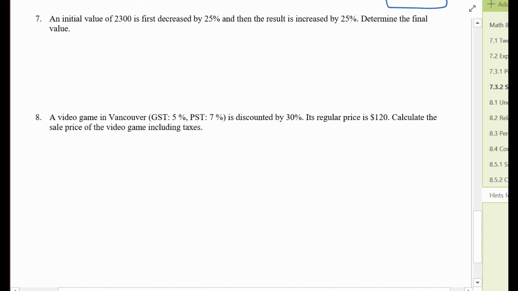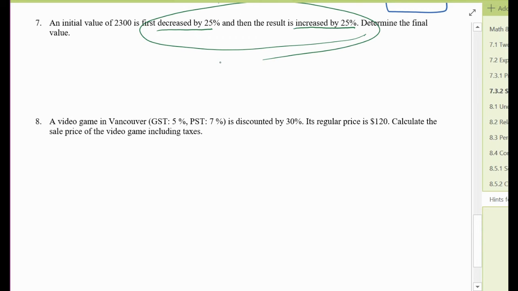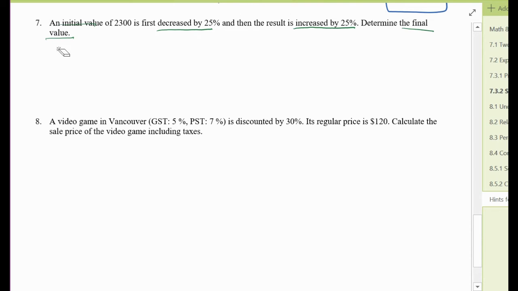Okay, number 7. The initial value of 2,300 is first decreased by 25%, and then the result is increased by 25%. Okay, it's decreased by 25% and increased by 25%. So we're going to combine these percents. So do you think the final value is the same as the initial value? Because we increase the same percentage and decrease the same percentage. So what do you think? Let's do it.